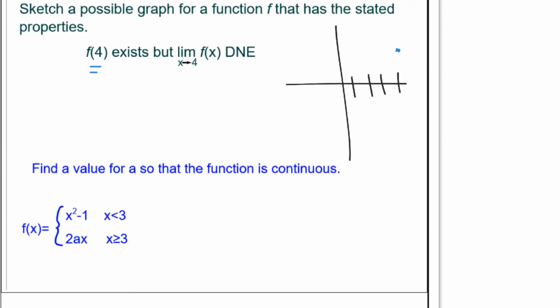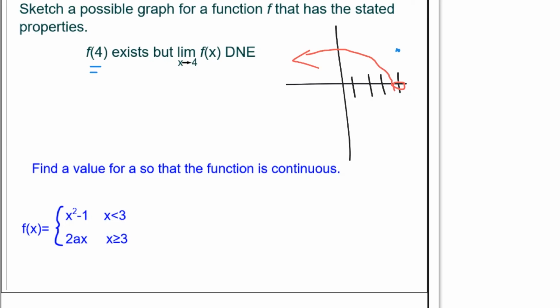Okay, then I can just draw, I guess I'll use red. And I'll just draw something coming in like this and just go like that. And I'll just put an open circle right there, hanging out right there. And there you go. We got it. So that's just an example where the limit as x approaches 4 doesn't exist. Got an open circle there. Left-hand limit doesn't equal the right-hand limit. Plus f of 4 does exist.